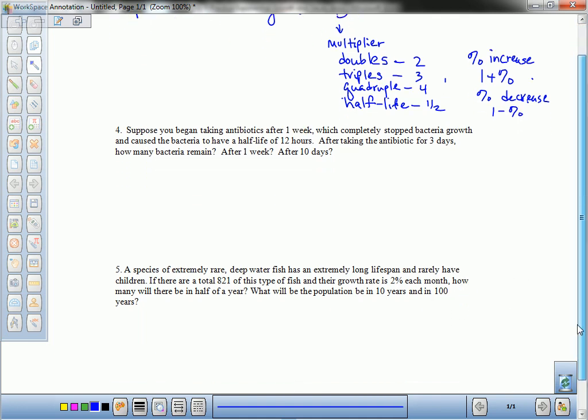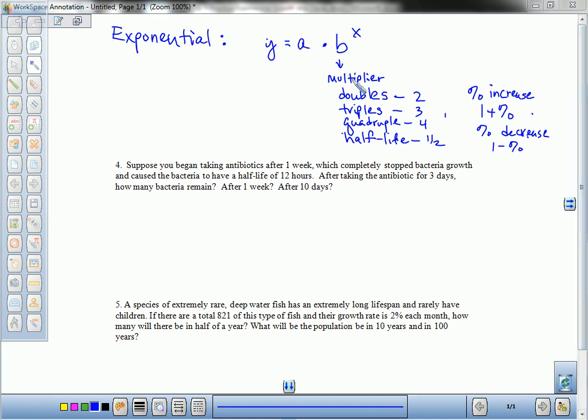So we're going to skip example 4 for a second because I changed that one. I told you to omit it yesterday. And we're going to look at 5. This says a species of extremely rare deep water fish has a long lifespan and rarely has children. If there are a total of 821 of this type of fish, well, that beginning amount, that's our A in this formula. That represents our initial amount. So in this equation, this is our A.